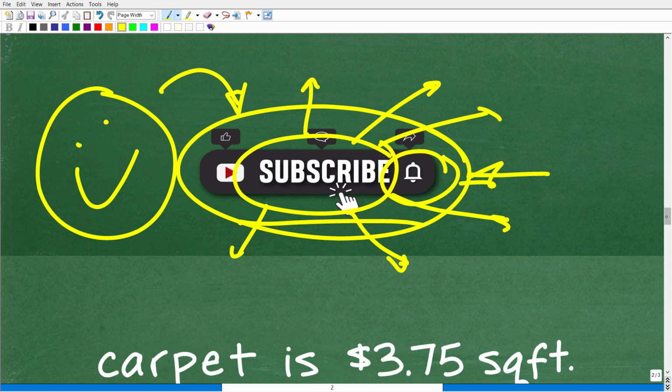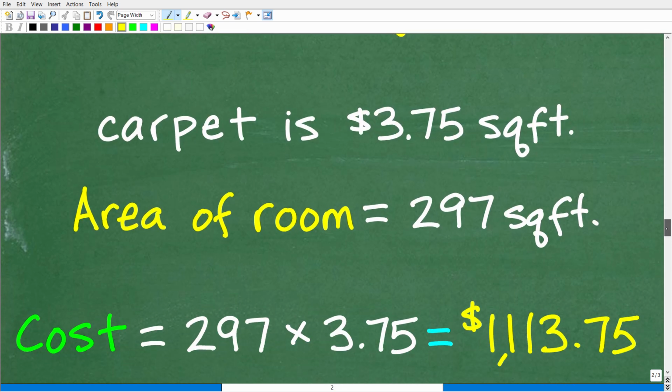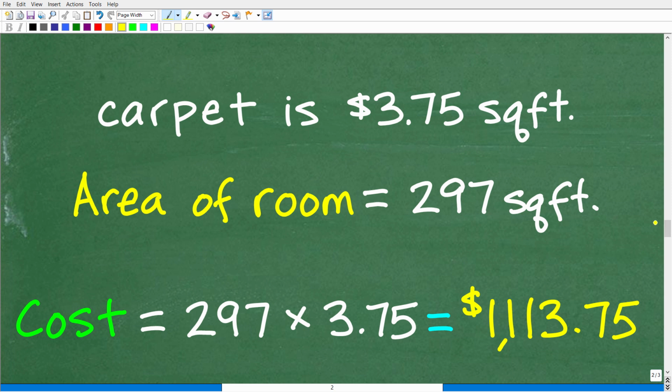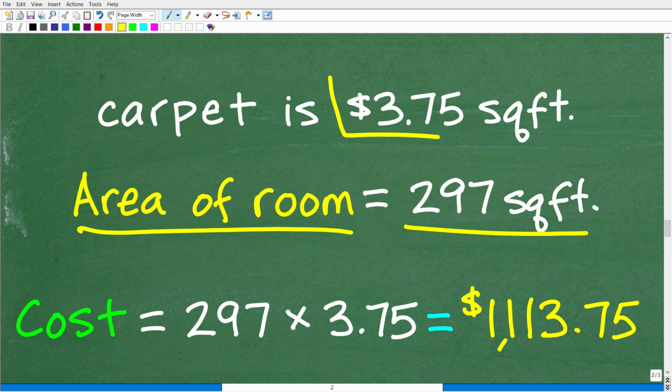All right, so this is pretty easy because to figure out how much it's going to cost to carpet this room, we need to first figure out the area of the room, the total area of the room. And we figured that out. That's 297 square feet. Now, if the carpet is $3.75 per square foot, well, how do we get the cost? We just multiply these two together.